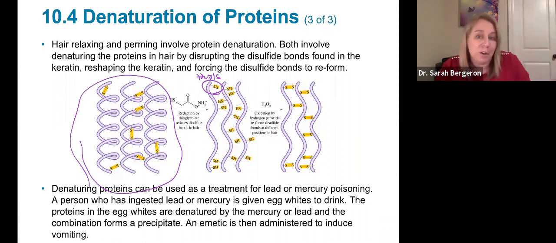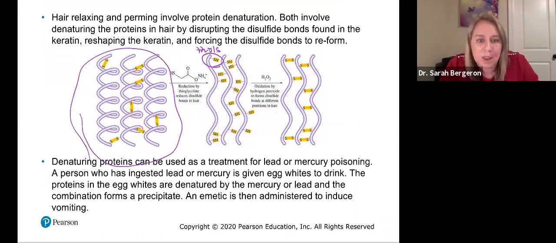And you could go in reverse, right? You could start with straight hair. You could reduce it, then put it in a curler, then oxidize it, and it'll stay in that new shape, right? So denaturing proteins is really, really important in terms of treating different things, right?